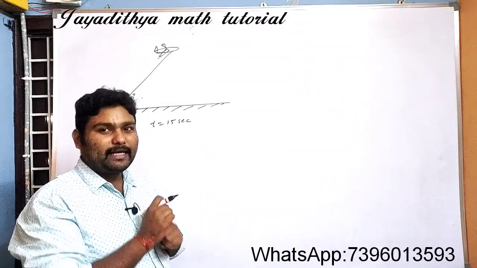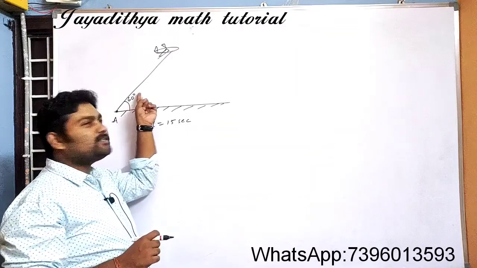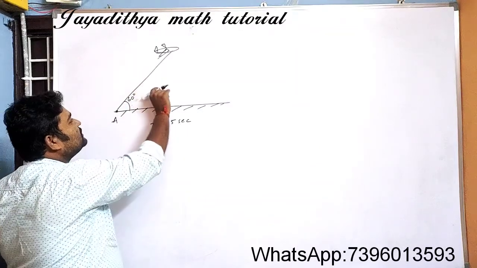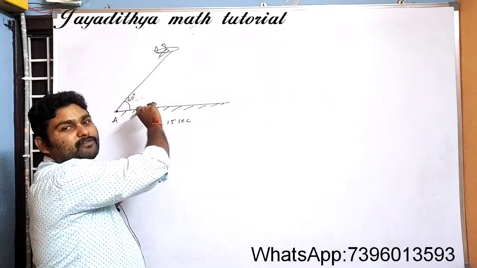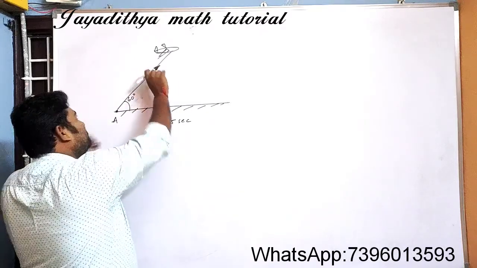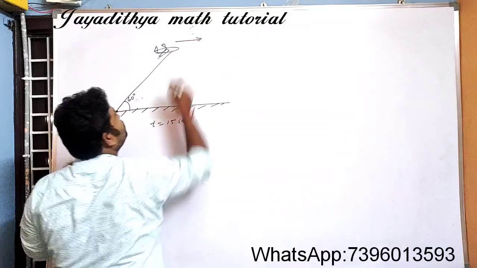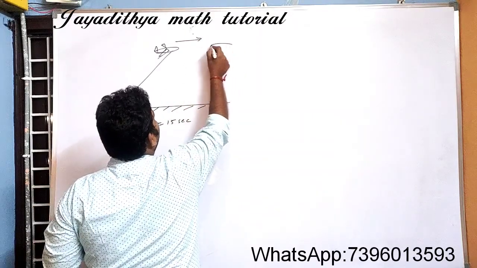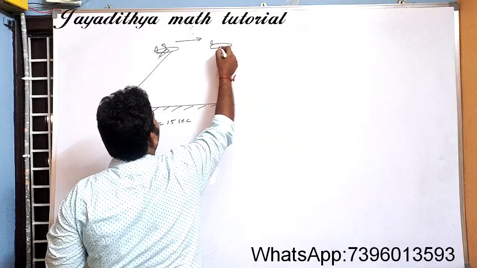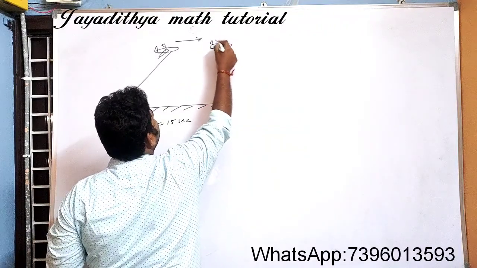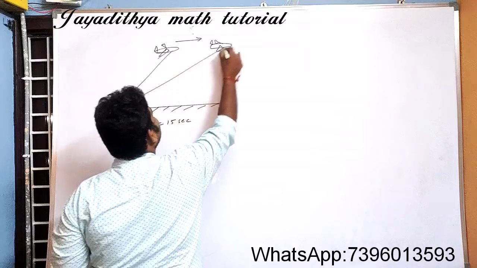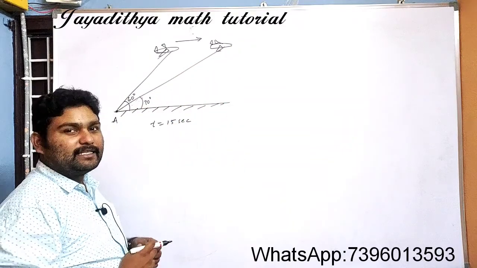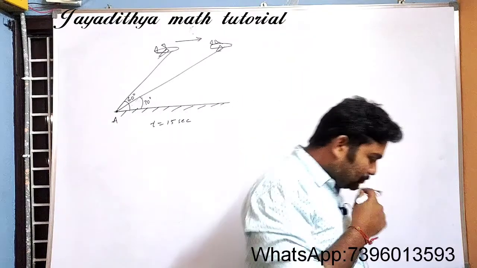But we have one hint: the angle of elevation changes from 60 to 30. If you see this ray, if it comes down only, the angle of elevation will be reduced, right? So the plane is moving in this direction. You can think in that manner. Now the plane is here and the angle of elevation is 30 degrees. The angle of elevation has changed to 30 degrees. Let us take the other part of the question.